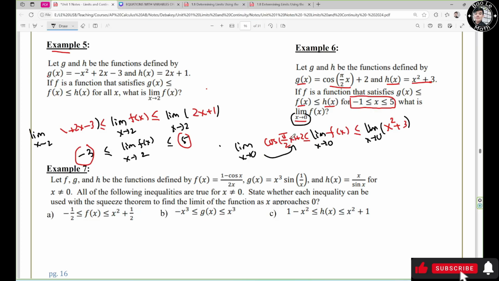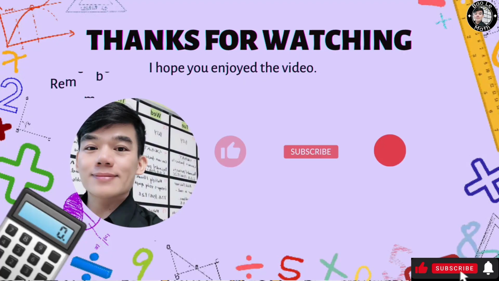So you have cosine 0 equals 1, 1 plus 2 equals 3, less than or equal to the limit of f(s) when s approaches 0, less than or equal to, substitute 0 over here, it's going to be 3, right? So this guy equals 3, this guy equals 3, then by the Squeeze Theorem, the answer for this guy must be 3, right?